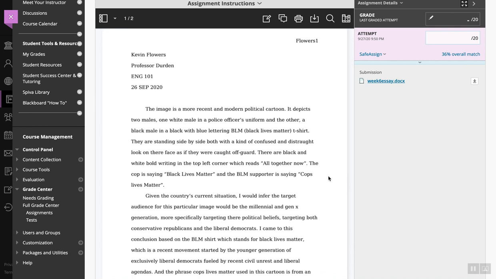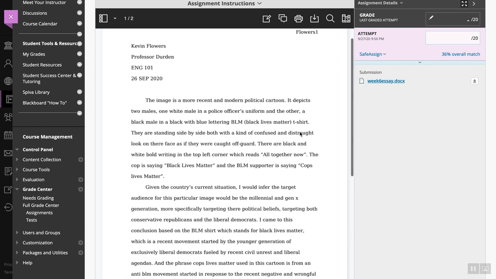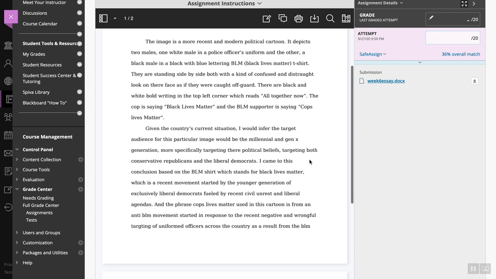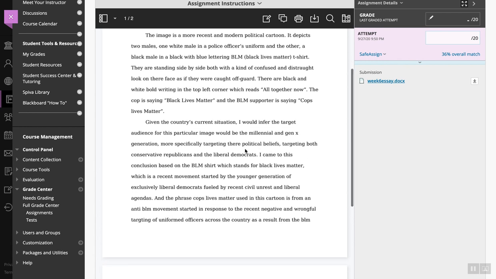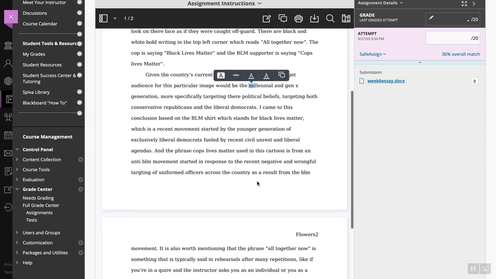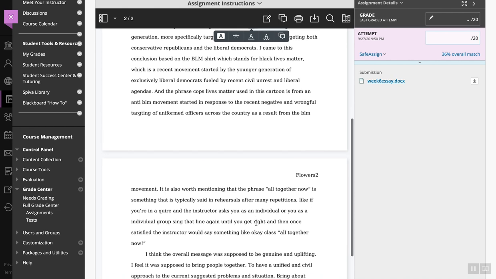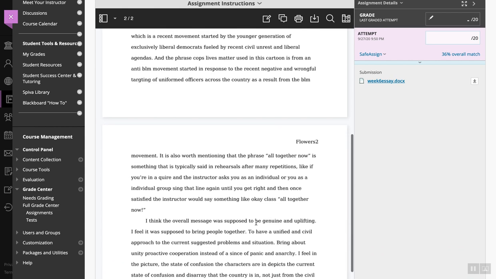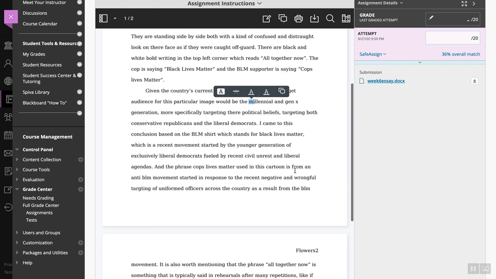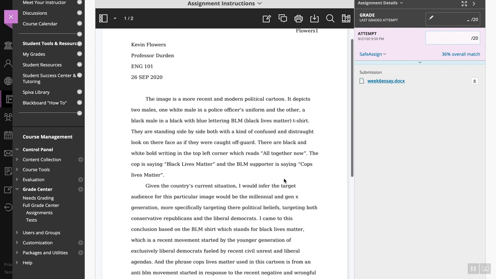A couple other things that I want you to edit for: make sure that you edit for capitalization. So whenever you refer to proper nouns like millennials, Gen Xers, you mention liberals and Democrats, you want to capitalize those. So make sure your capitalization is consistent.